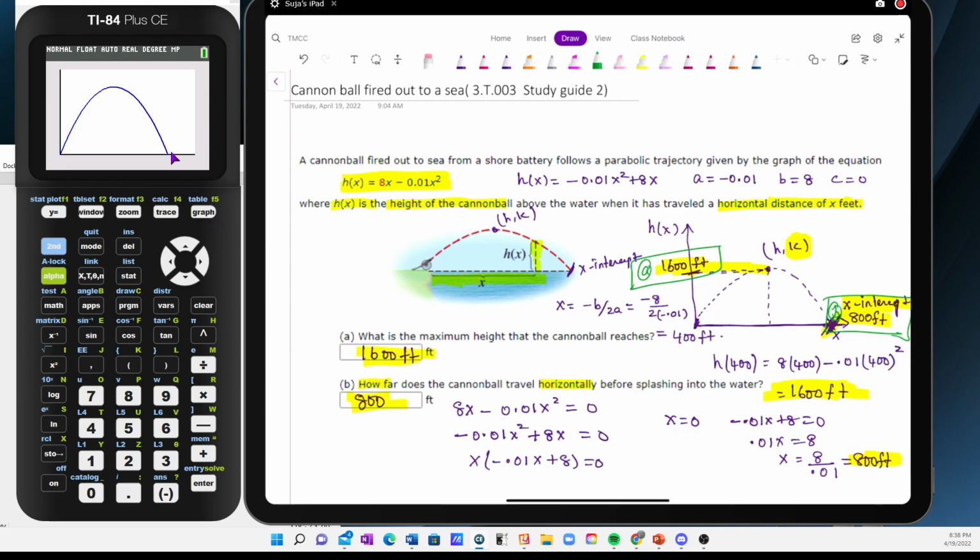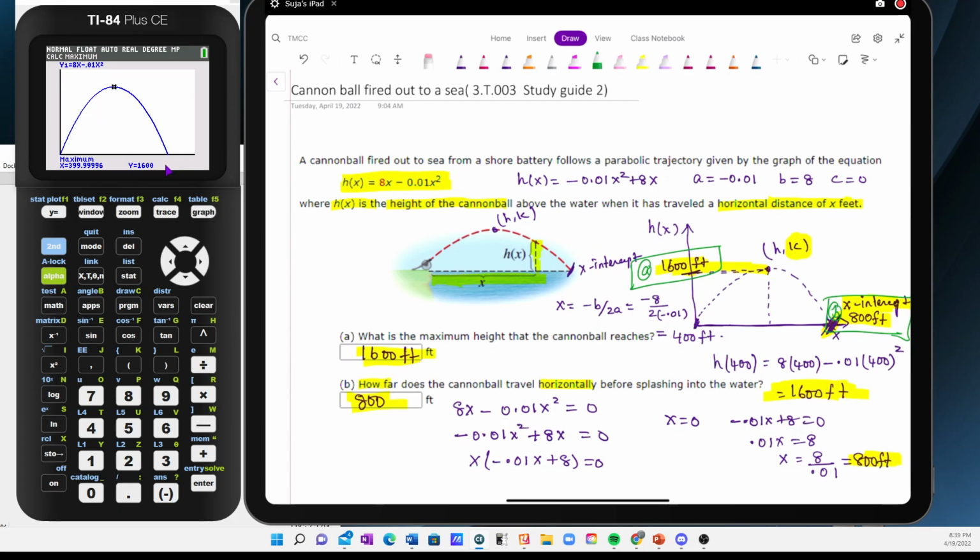So I need to find what this point is, which is the x-intercept. And also I need to find what the maximum is. So first let me find the maximum, and I just need the y coordinate. So second calc, maximum, enter, go to left bound, enter, right bound, enter, enter again. So all I need is the y value. So 1600 feet is what I got by hand calculation and in my calculator.